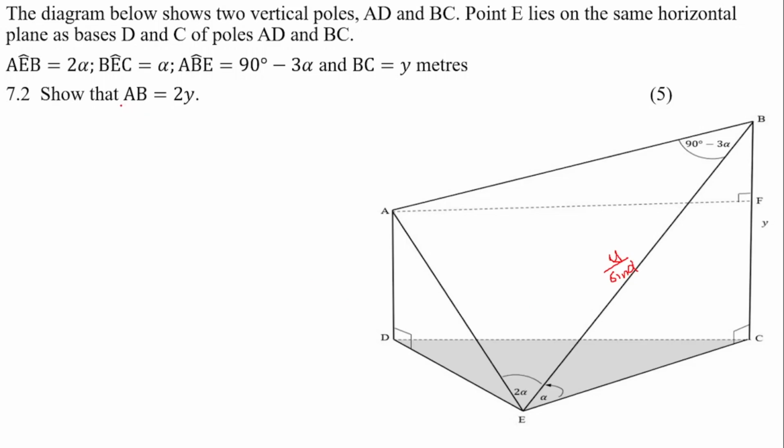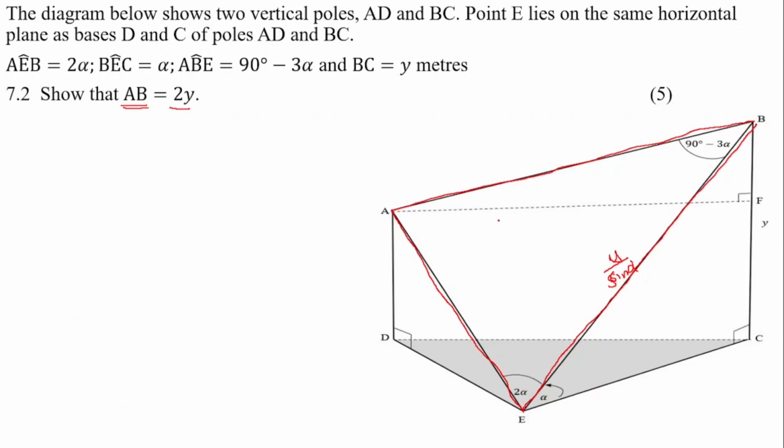We are required to show that AB is equal to 2y. This is AB. AB is in which triangle? We just found BE, so somehow we may be required to use this BE. If we check AB, BE, and AE, they form a triangle. These three sides form this triangle, and we want the side AB.